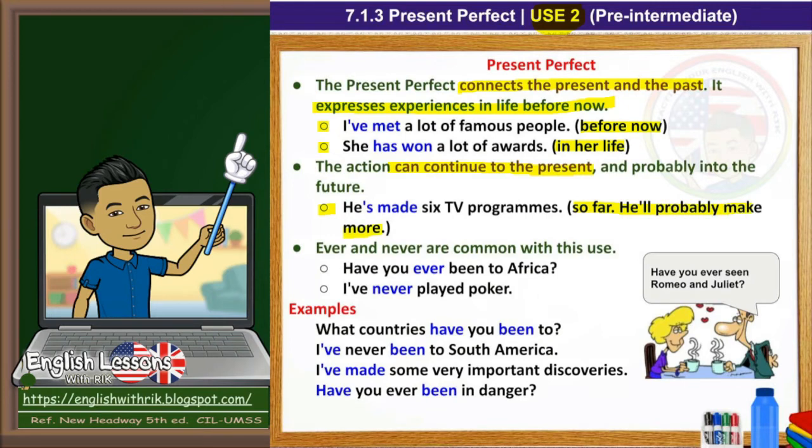Ever and never are common with this use. Have you ever been to Africa? I've never played poker. Here are some more examples. What countries have you been to? I've never been to South America. I've made some very important discoveries. Have you ever been in danger?